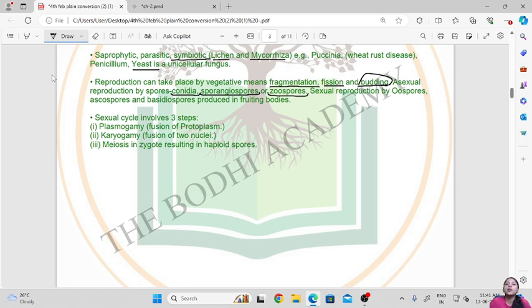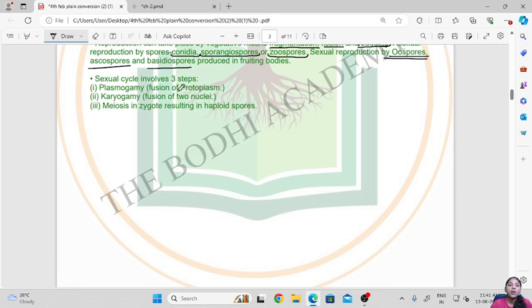Then sexual reproduction also happens in the fungi group, that is by oospores. The spores are called ascospores and basidiospores, which are produced in the fruiting bodies. So the sexual reproduction involves three steps: plasmogamy, that is the fusion of protoplasm, then karyogamy, that is fusion of two nuclei, and then meiosis in the zygote, which results in the haploid spores.